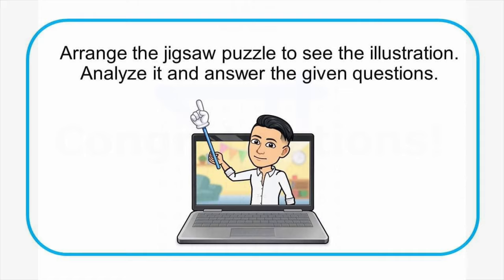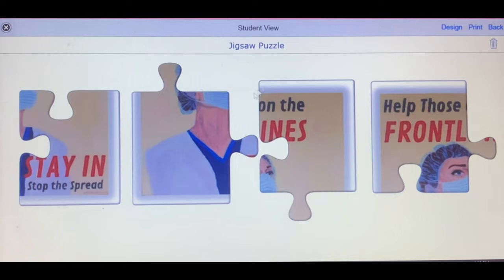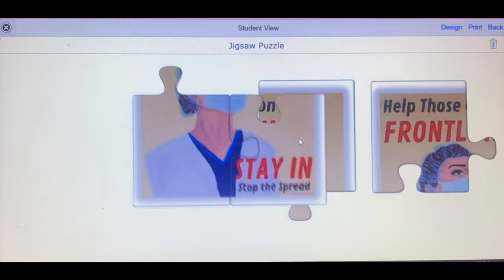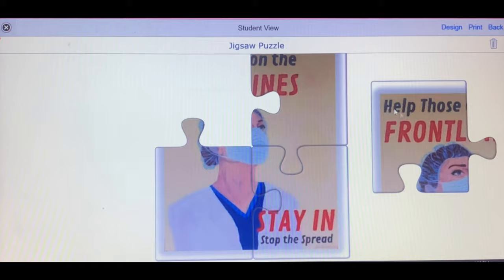Before we proceed to our next activity, I want you to remember that everyone can use propaganda techniques as long as they have an idea or product that they want to be addressed or to persuade among viewers and consumers. Once again, I want you to arrange the jigsaw puzzle to see the illustration. After that, analyze it and answer the given questions. This one is easy, it has only 4 pieces. Nice one. Where will you put that? Very good. One last piece. Congratulations.